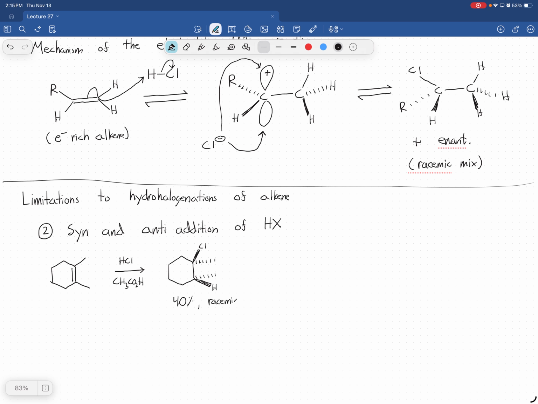So racemic, syn addition, plus the other isomer, it's not even an enantiomer of it. So here you get 18%. Also racemic mixture, so you can have the other enantiomer of this product. And this would be anti-addition.